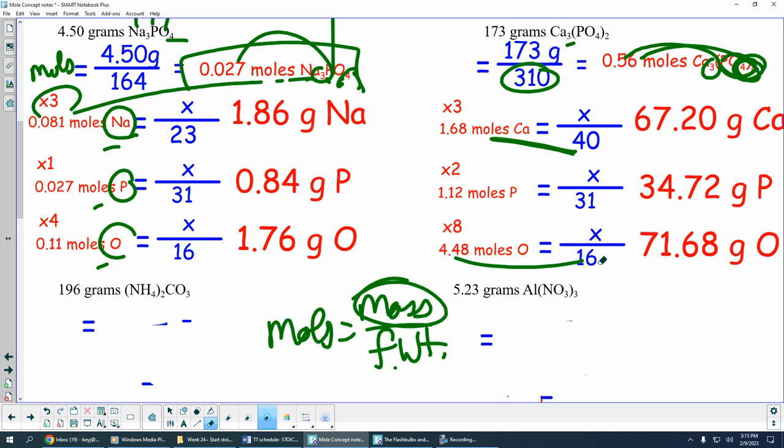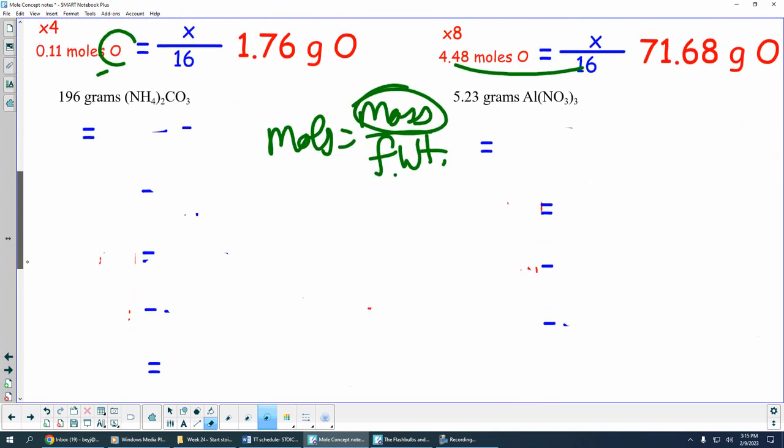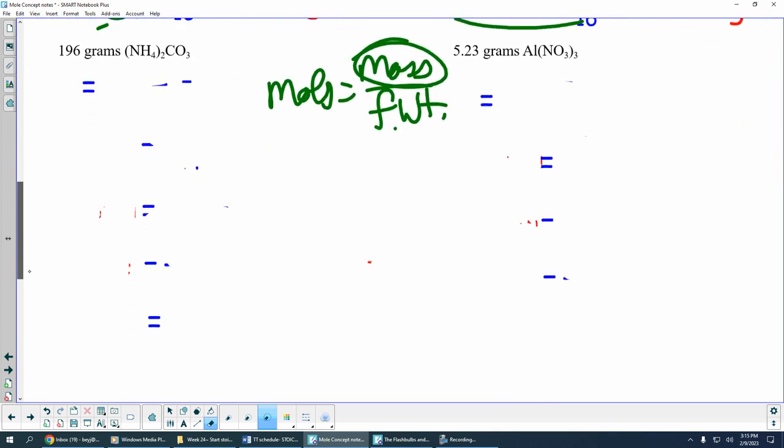So I suggest you go ahead and pause the program if you haven't tried some of these on your own. This one's tricky because it's going to give you 4 elements. Let's see if you can tell me how many grams of each element are in 196 grams of ammonium carbonate. All right, hopefully you gave it a try.